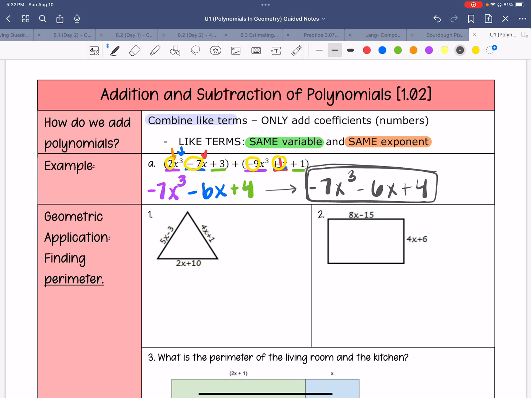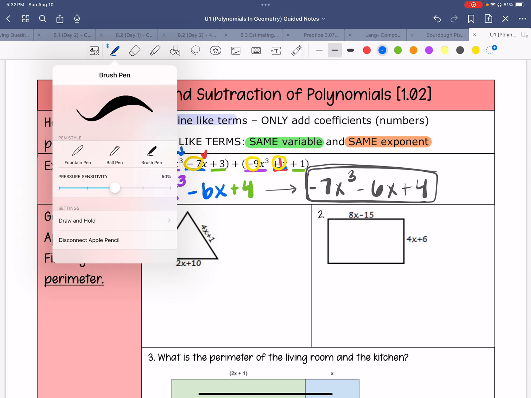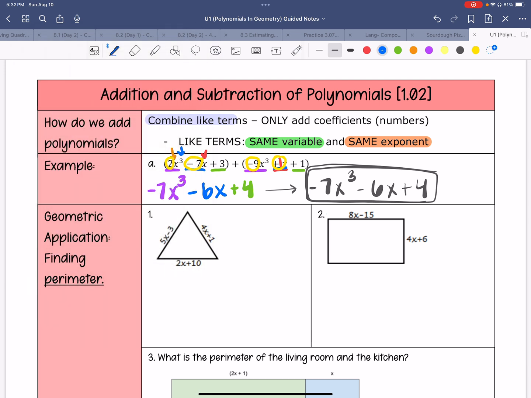Now, where do we see this in geometry? We see this in geometry when we are looking at the perimeter. So our geometric application is if we are finding the perimeter of a shape, that means that we are adding all of our sides together.